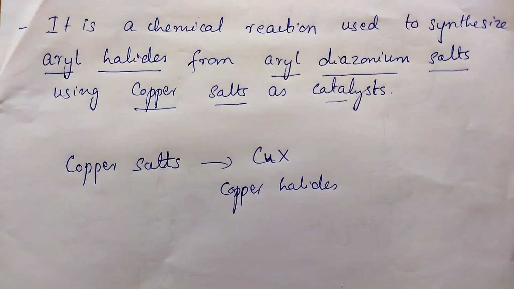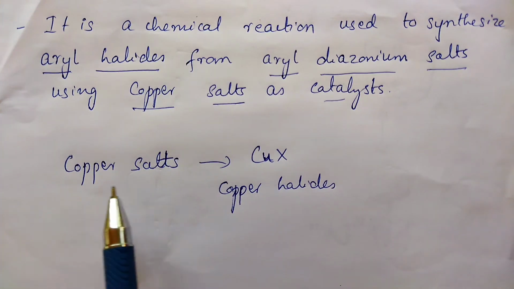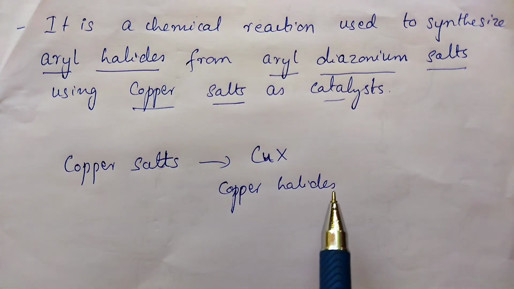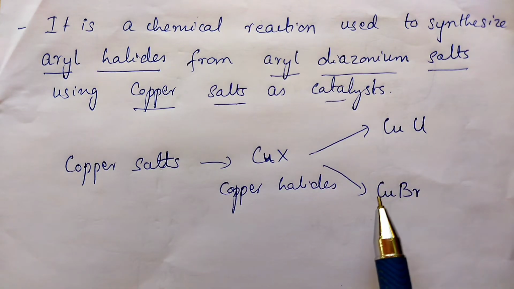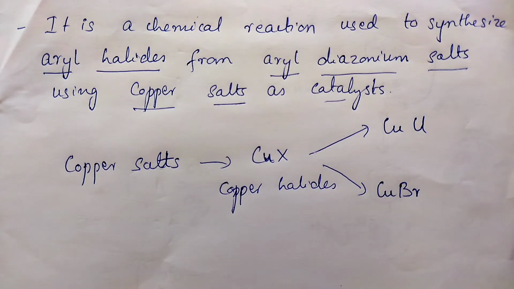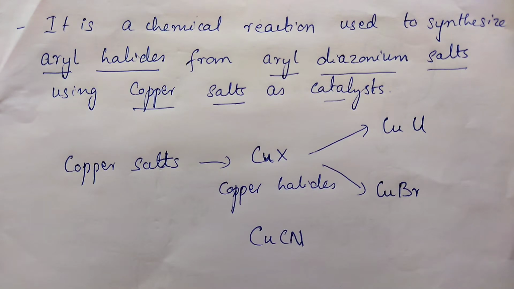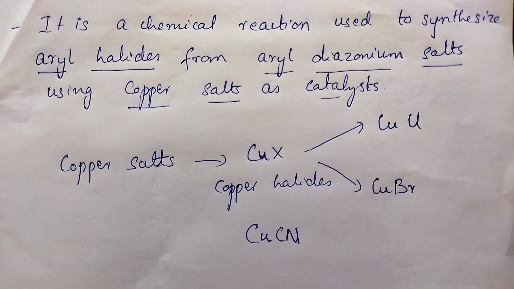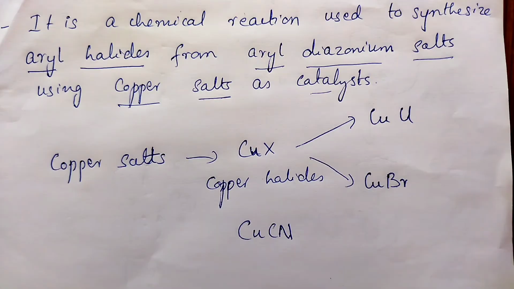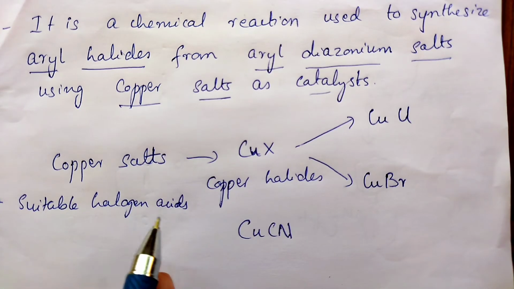Now, coming to the catalyst part, the commonly used copper salts are copper halides like cuprous chloride CuCl and cuprous bromide CuBr. In some other cases, depending upon the product required, CuCN is also used as a catalyst. Now let us discuss more about copper halides. These copper salts are used along with suitable halogen acids.